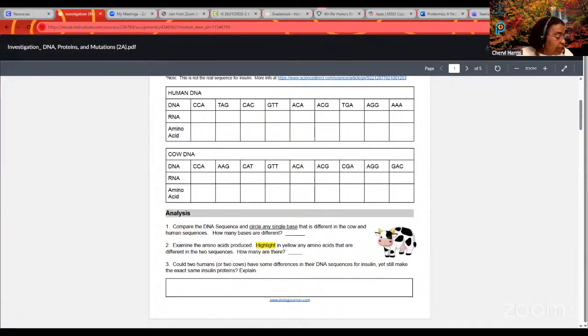All right, and you had, for the top one, you had ILE. So that's different. Okay, that's different. So you want to highlight that.